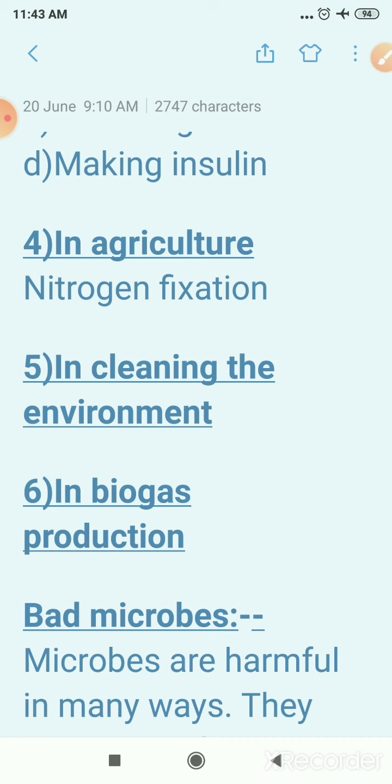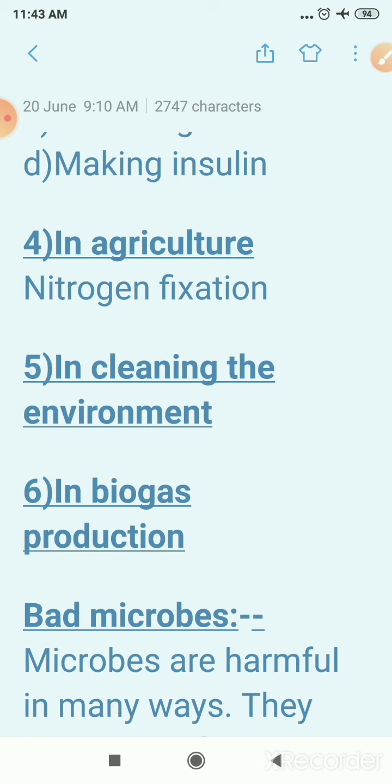In agriculture, microorganisms are used for nitrogen fixation. In cleaning the environment, we use microorganisms. These microorganisms clean the environment by decomposing dead organisms. We use microorganisms in biogas production and in leather, tobacco and jute industries.